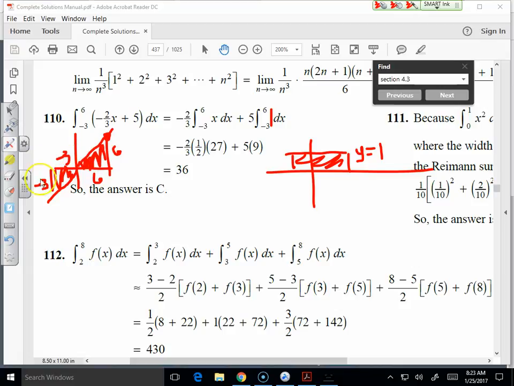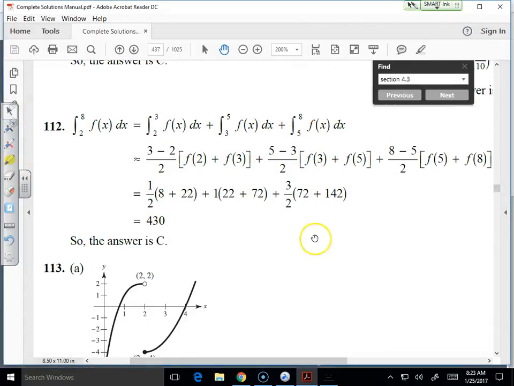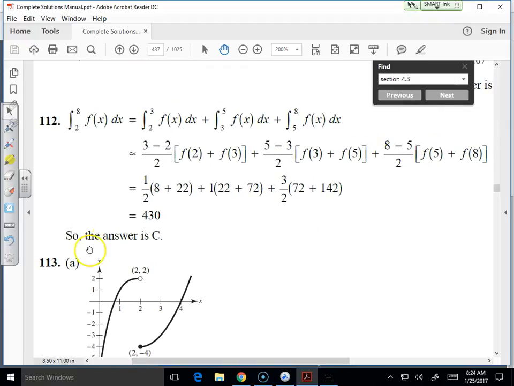36 minus 9 is 27. And that's where they get the rest of the to solve. Answer is C. And then you guys said 112 also, right? Another multiple choicey one? Okay, and number 112 is right below. Final answer is C, 430.